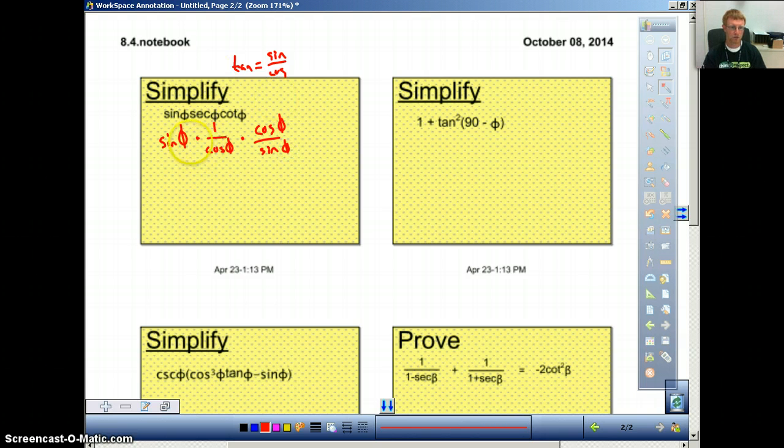Because what happens now is you can see our fractions. This sine goes across the top. So what's going to happen here is this sine right here on top will cancel out with this sine on bottom. This cosine on bottom will cancel out with this cosine on top. And we are actually just left with 1. So that's just an example of simplifying.